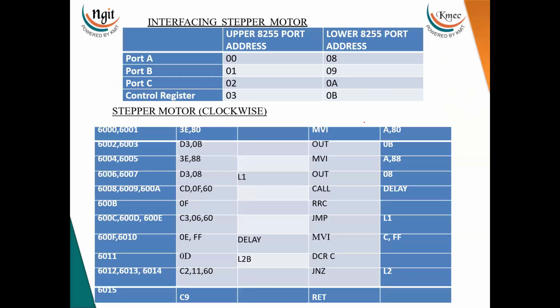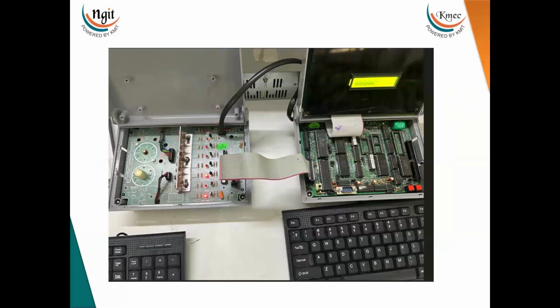We will see how the stepper motor can be interfaced with the 8085. Now here, if you see the diagram, this is the stepper motor interface, the stepper motor kit. So this kit is connected to the 8085. Now here you can see these two are the 8255. Lower 8255 I have used.